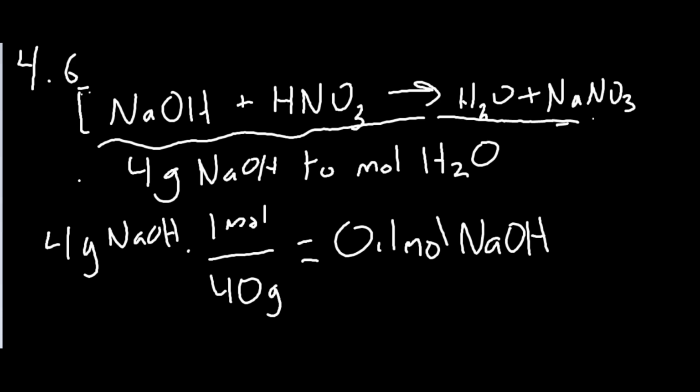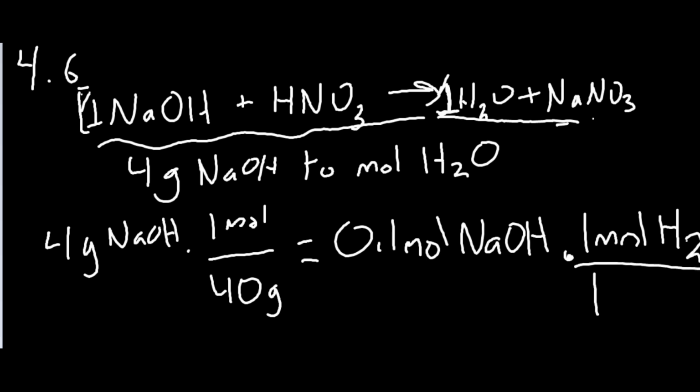So we're going to use the molar ratio. The molar ratio is the amount of the thing you're starting with compared to the amount of the thing you're converting to. So basically, what we're saying is that there's 1 mole of NaOH and 1 mole of H2O. It's a 1 to 1 ratio. Therefore, when we convert 1 mole H2O over 1 mole NaOH, you'll have 0.1 mole of water.